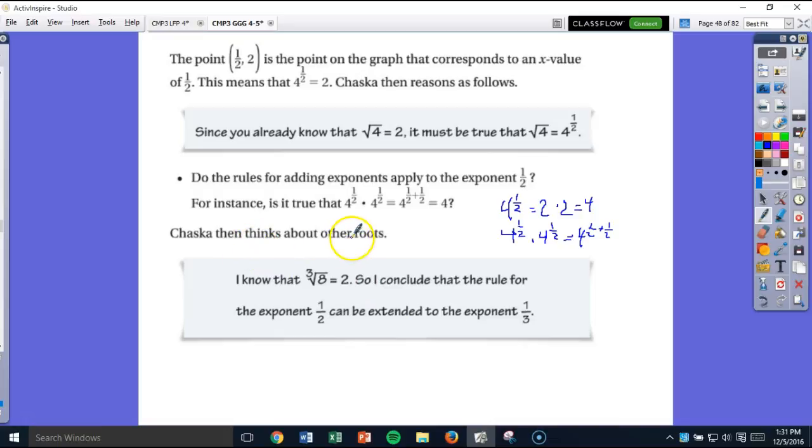Chaska then thinks about other roots, as in the cube root of 8 equals 2. So could we write 8 to the 1/3 power? Again, notice what I have for my denominator is what I'm putting in the root. 8 to the 1/3 would then equal 2.